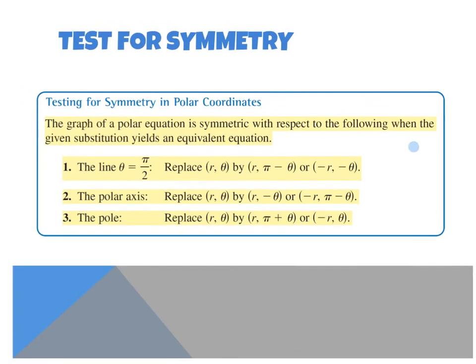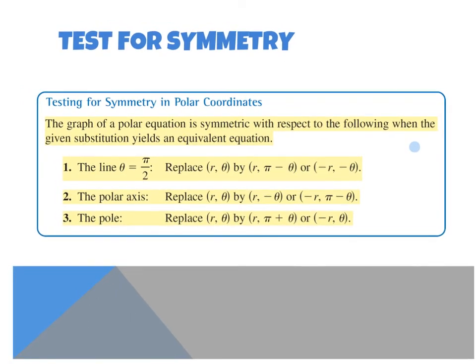So these are the tests. These are like the official tests to see if it's symmetric. So if you remember, we used to do this with x's and y's, right? If it was symmetric to the y-axis, we replace the x. If it was the x-axis, we replace the y. And if it was the origin, we replace both the x and the y. It's a little different with polar.